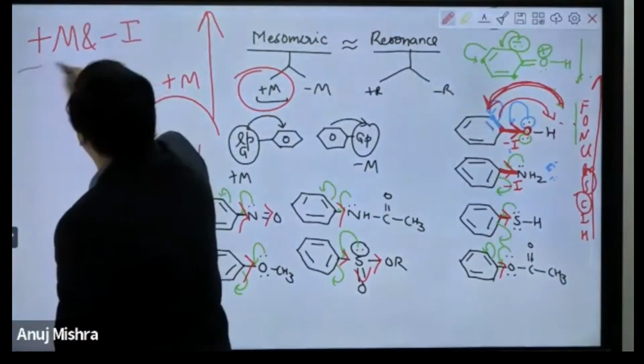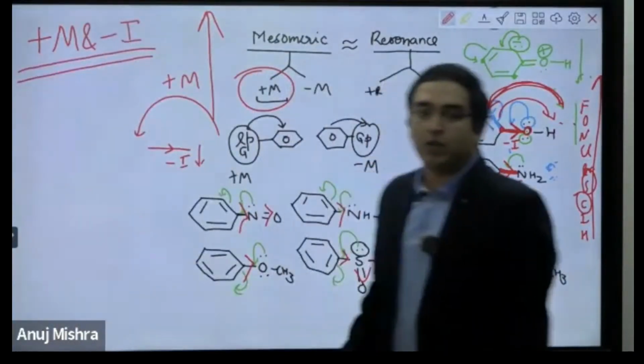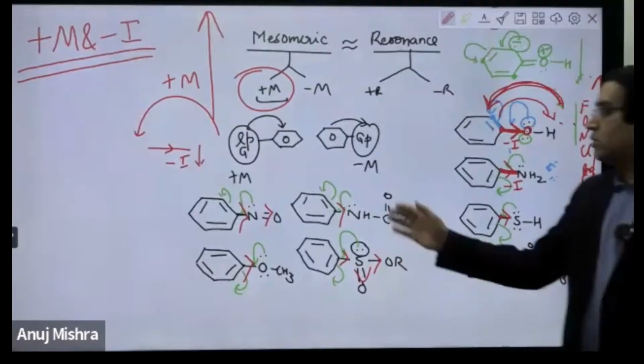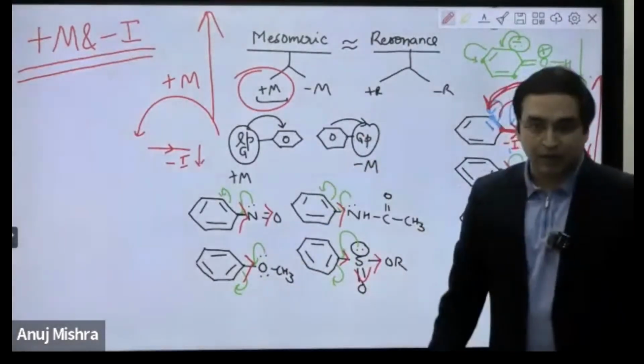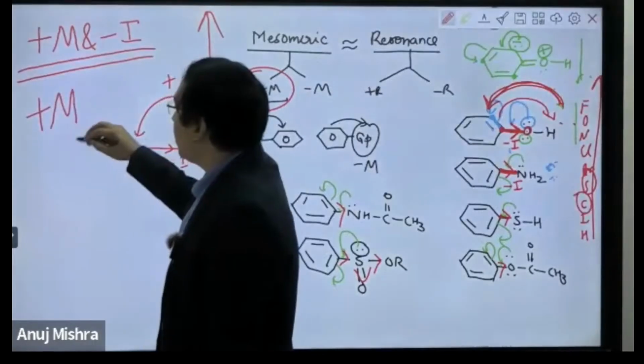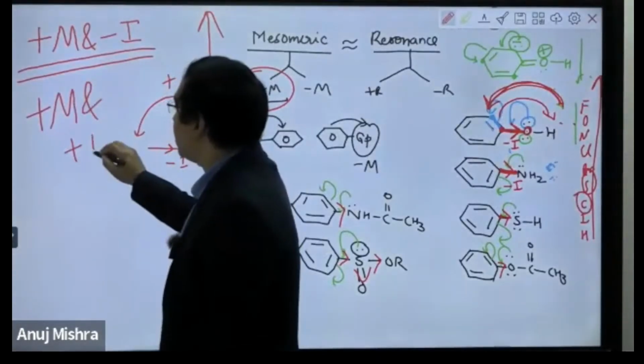What will be your answer? If I ask you, give me examples of groups which are having plus M and minus I. Akshay, what will be the example? Can we say OH, NH2, SH, everybody is doing plus M minus I. But if I ask a question, Chinmay, give me a group which is plus M and plus I.